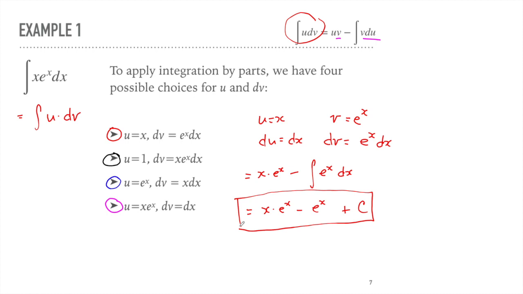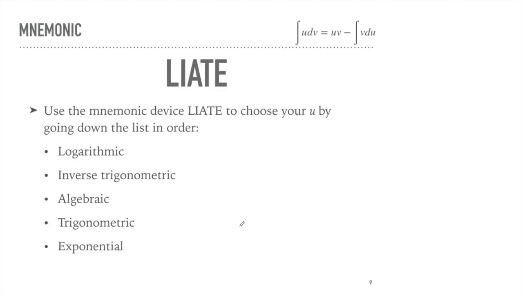Okay, so, at this point, isipin nyo, hala, ang dami naman kailangan i-try na possibilities. Is there a way para may guide ako kung ano yung pipiliin ko na u at dv? So, actually, meron tayong mnemonic for that. Yung usual na mnemonic sa kanya ay LIATE, to help us choose our u. So, ito yung sequence, no?